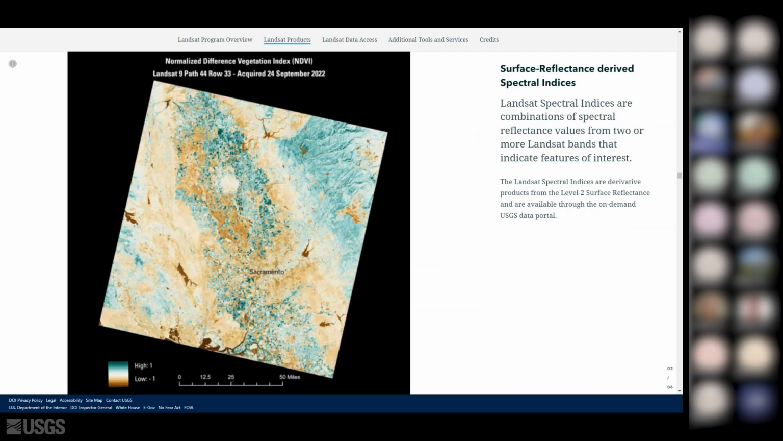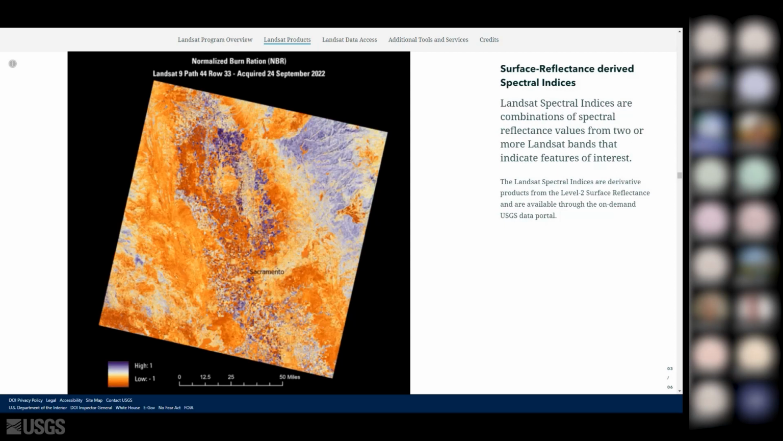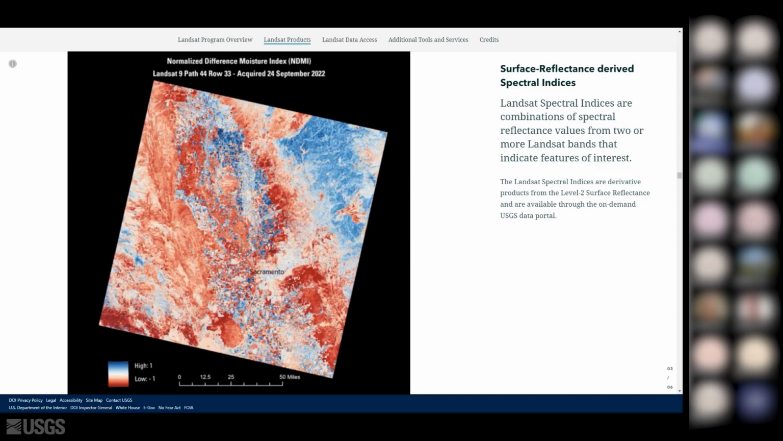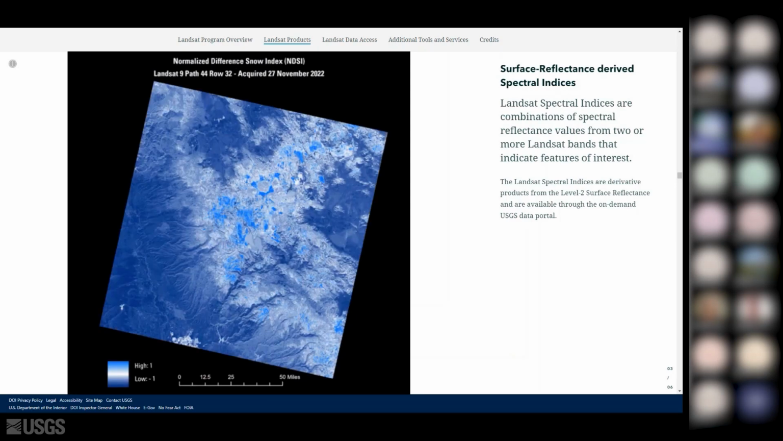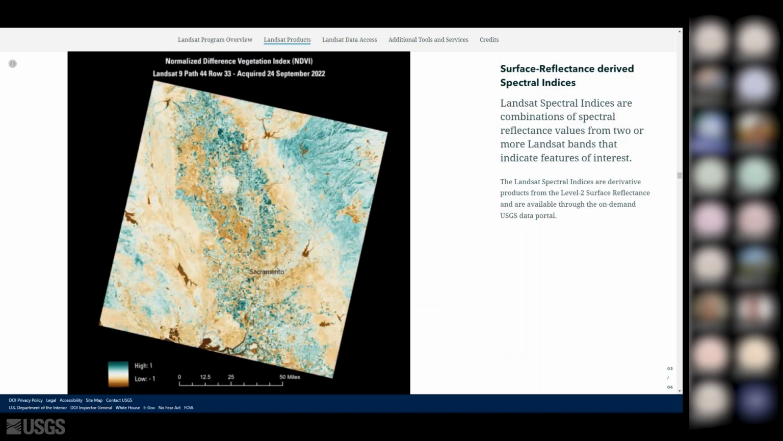Next, still under our level 2 products, we have our surface reflectance derived spectral indices. Landsat has multiple spectral indices, and these are different combinations of spectral reflectance values from multiple bands to highlight features of interest that you are looking for. These indices are derived from our level 2 surface reflectance products. They can be obtained from our on-demand data portal, and we'll cover that a little bit later.